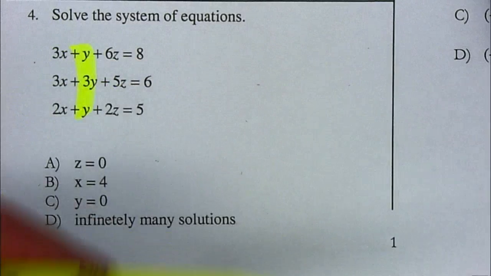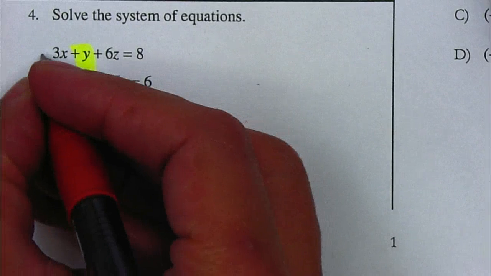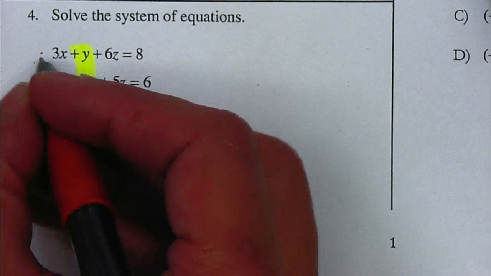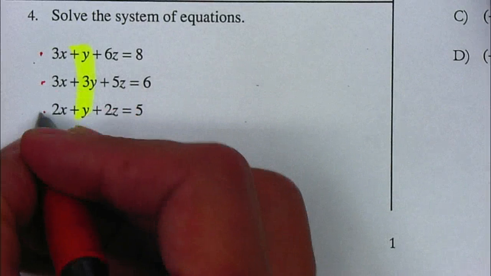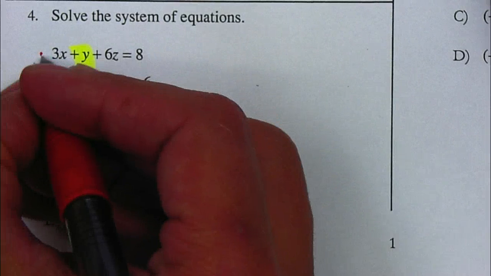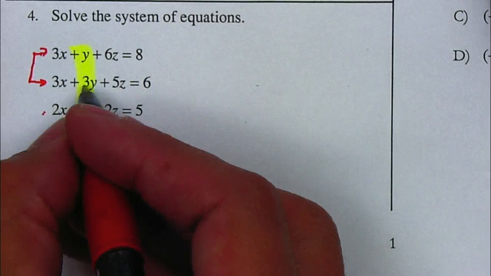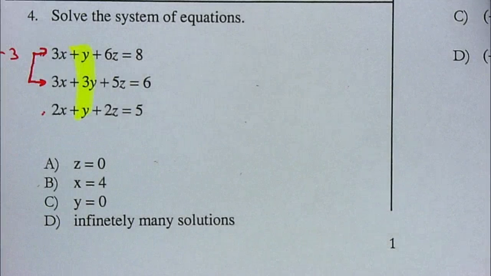And I want to be able to cancel the y's twice. I'm going to grab two equations. You can grab the first one and the second one. Or if you want, you can grab the first one and the last one. Or if you want, the second one and the last one. In this case, I'm just going to grab the first two. And I want to cancel the y's. That's a 3. I want to make this a -3. So therefore, I'm going to multiply by -3.